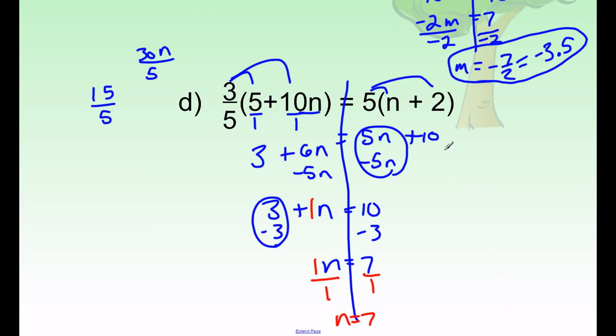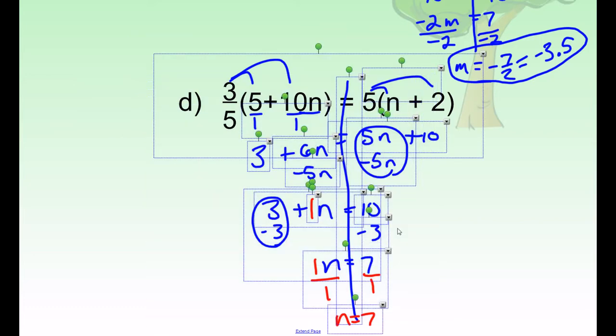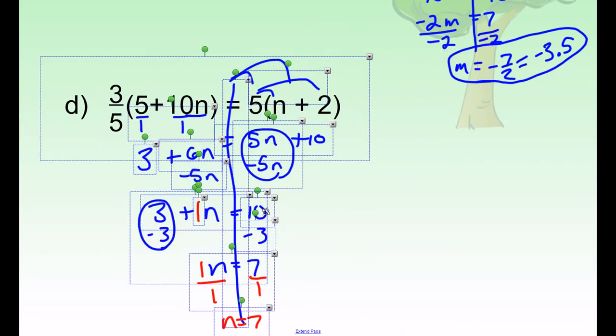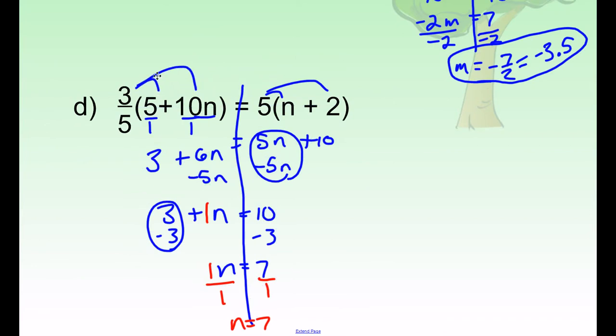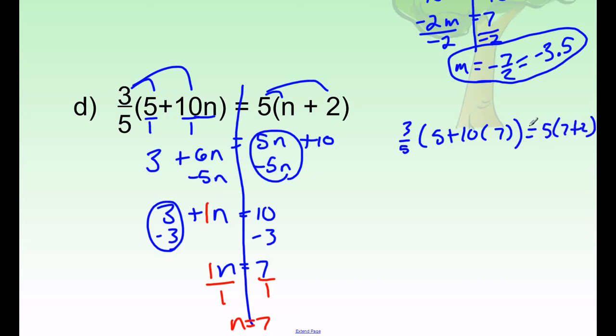All right, so let's check our answer. I'll move everything over here. So let's get rid of these two. Take this whole thing and slide it this way. That's all right. You can come along too. All right, so checking our work. So we got 3/5 times (5 plus 10 times 7) equals 5 times (7 plus 2).